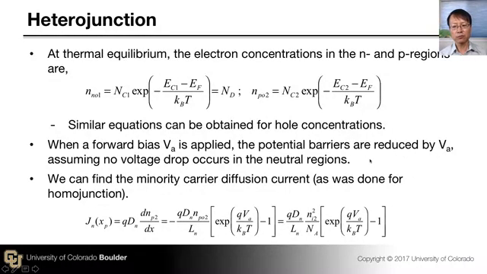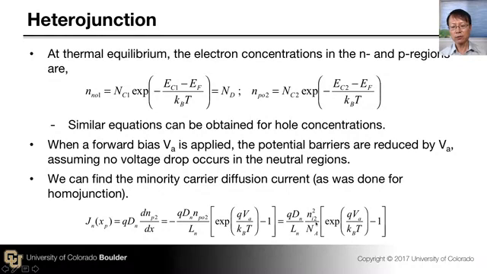Now, as you apply voltage, you are changing these potential barriers. So forward bias reduces the potential barrier just as it did for homojunctions. So the minority carrier concentration is given by the same old diffusion current equation. This gives you exactly the same equation as we did for the homojunction, except that you have to use the intrinsic carrier concentration for material 2 in this case.